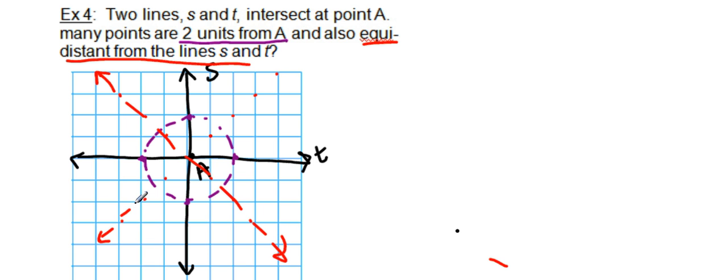So to answer the question, how many points are there that satisfy both those criteria? Well, we're looking for points that are both on the purple locus and the red locus. And to answer the question, there are exactly 4 of them.